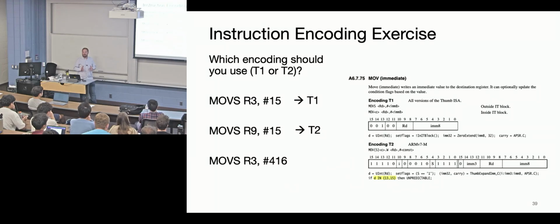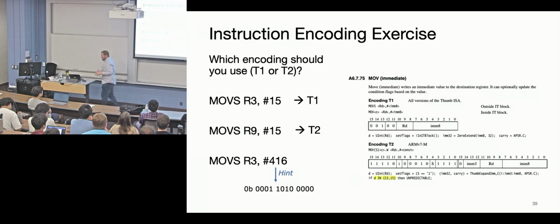Either this is too easy or too hard. T2. Yes, but why? Because 416 cannot fit in the 8 bits. Yeah, I forgot to give you the hint. A hint would have been helpful. But basically, you can't fit this number, because of this one extra digit, into there. So that just kind of shows you some of the trade-offs of what you would do.